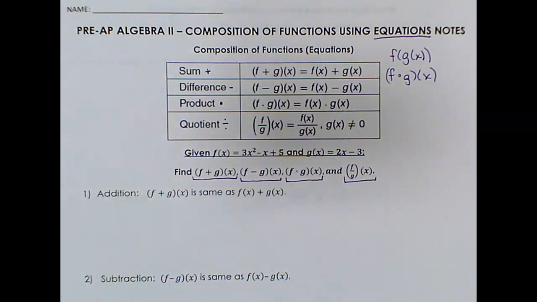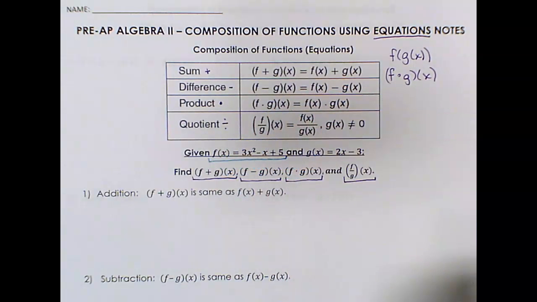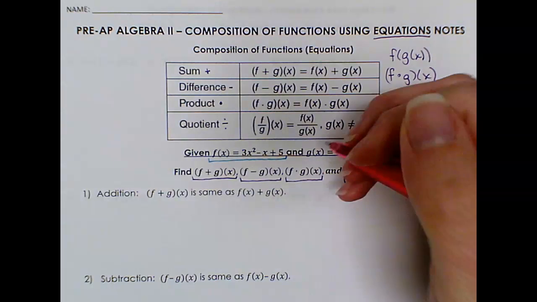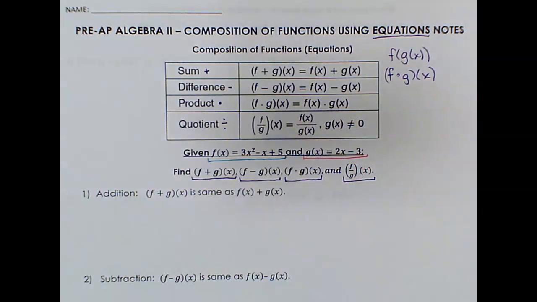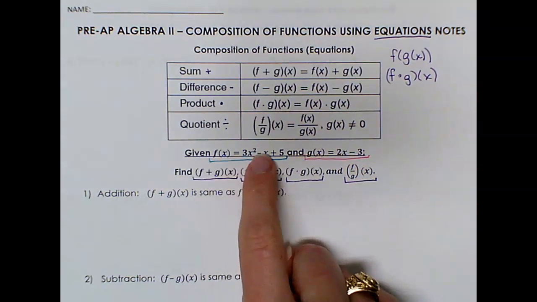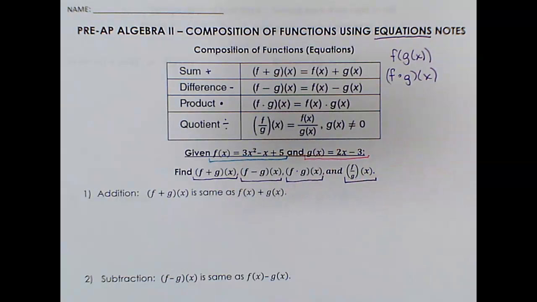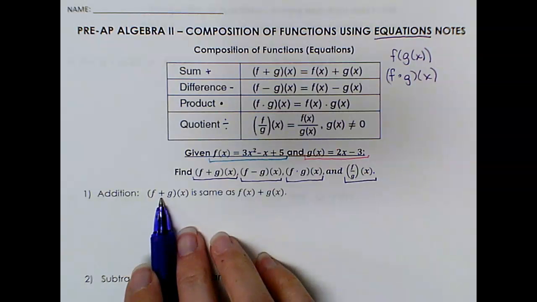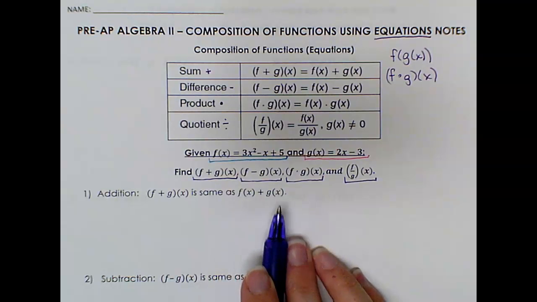And my functions are here. So I have the function f of x equals 3x squared minus x plus 5. That's my f function. And then I have g of x equals 2x minus 3. That's my g function. So my f function is quadratic. My g function is linear. So the first thing I'm asked to find is the sum, f plus g of x. So I need to take f of x and g of x and add them together.